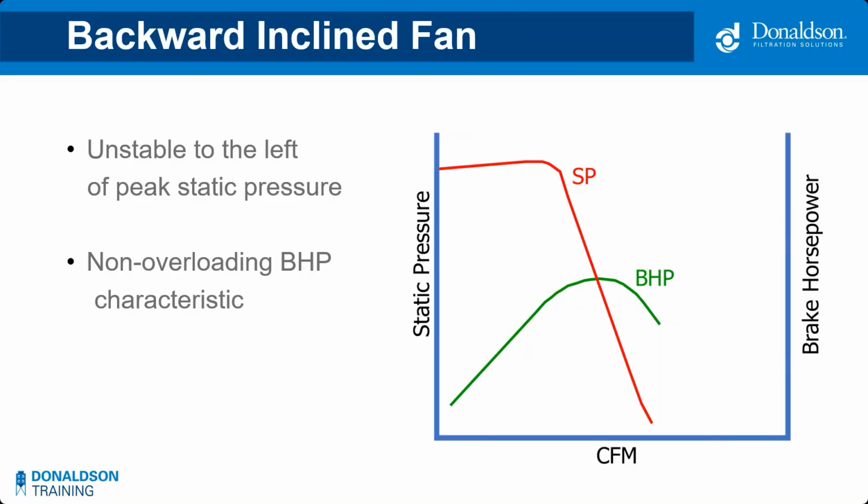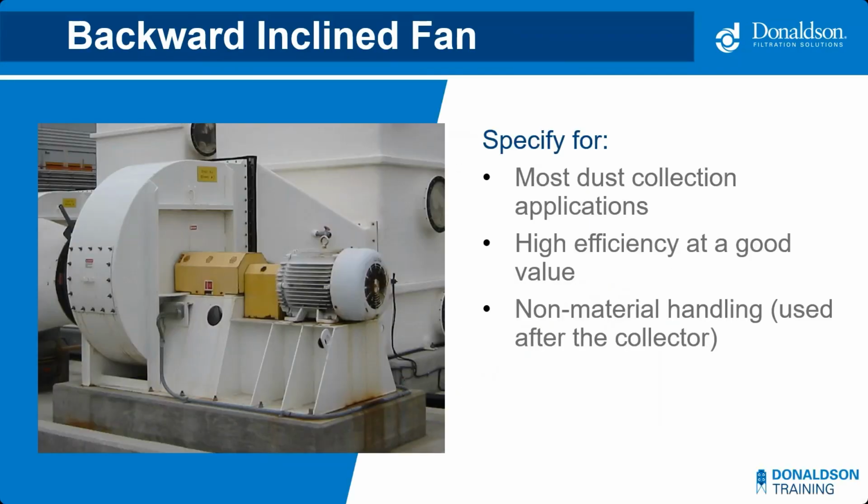And what's happening is the fan is trying to operate at two different flows with one static pressure. It literally doesn't know what to do and surges. It can damage the fan, it can damage the bearings. So we want to make sure that the system is designed with a fan selected not too close to the peak of the curve.